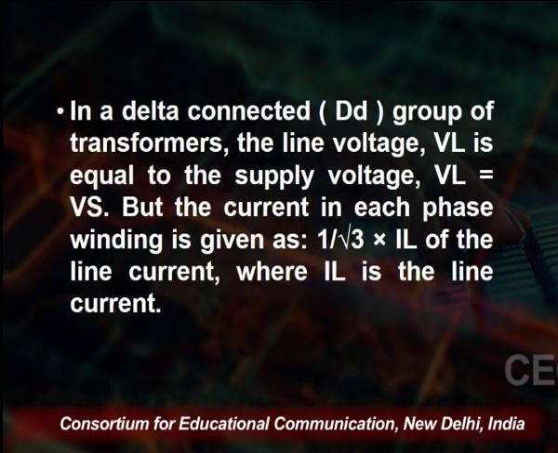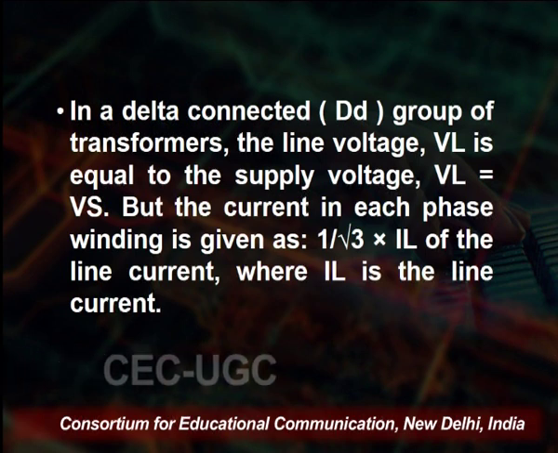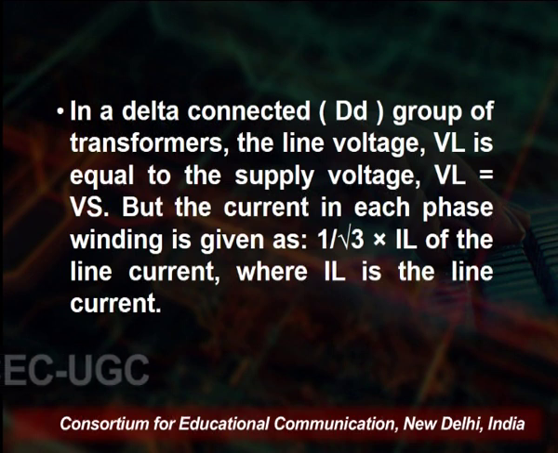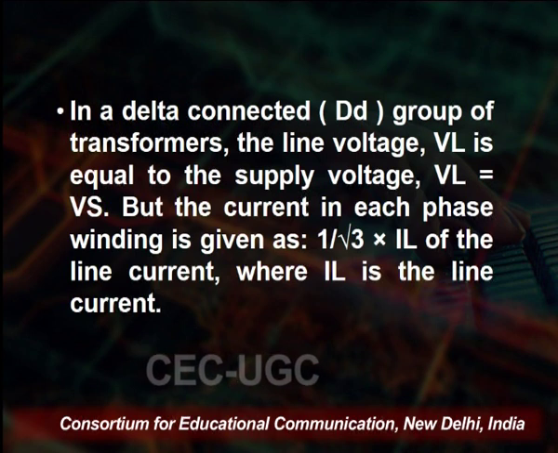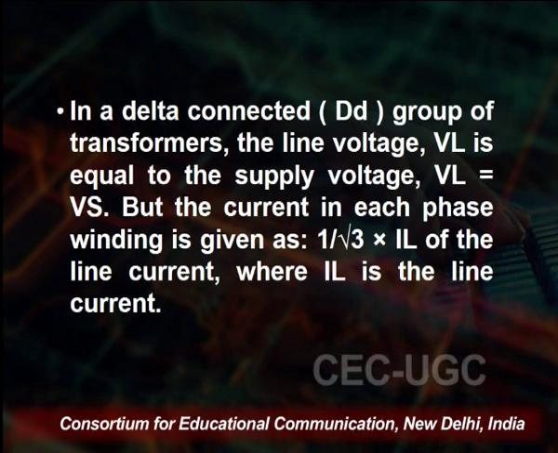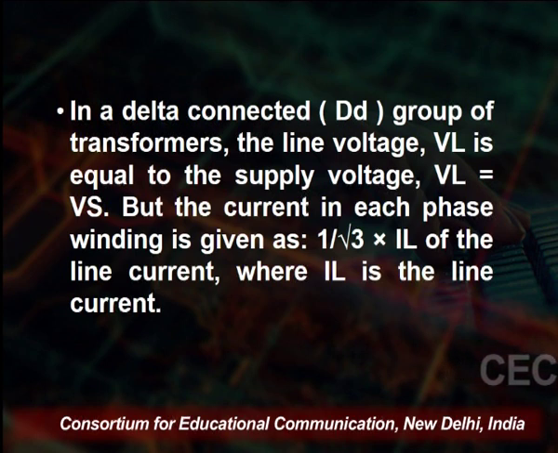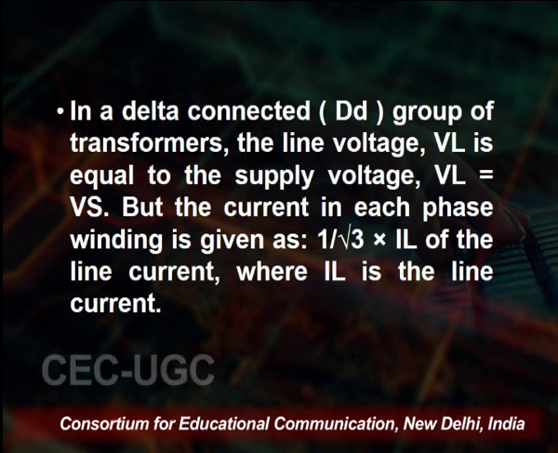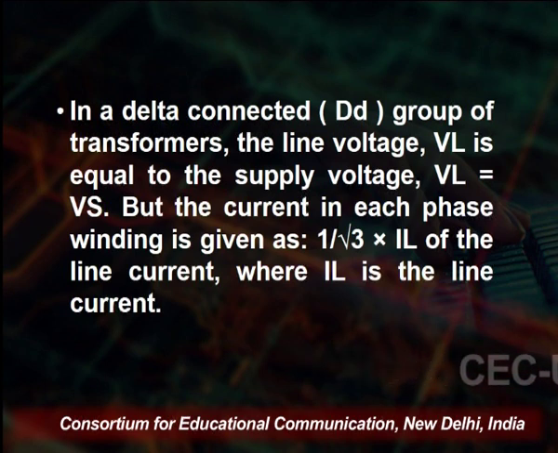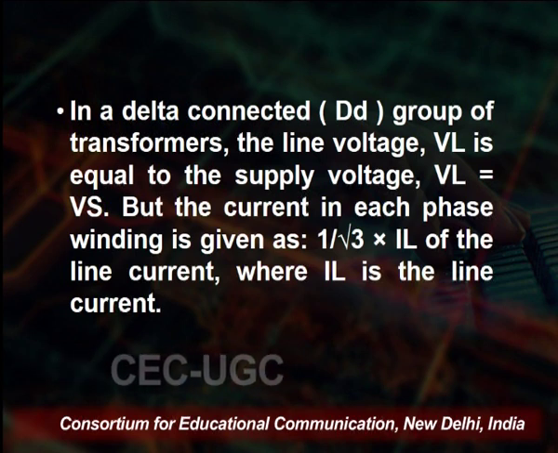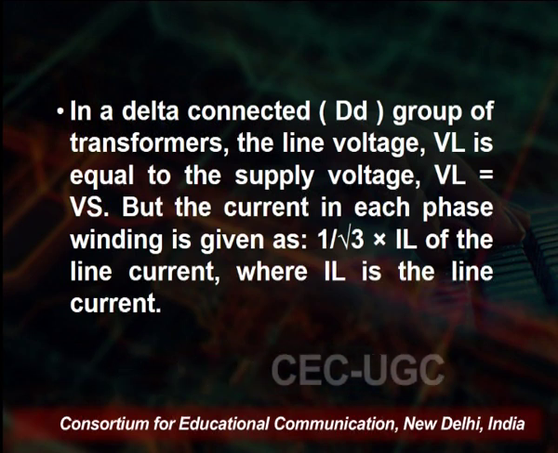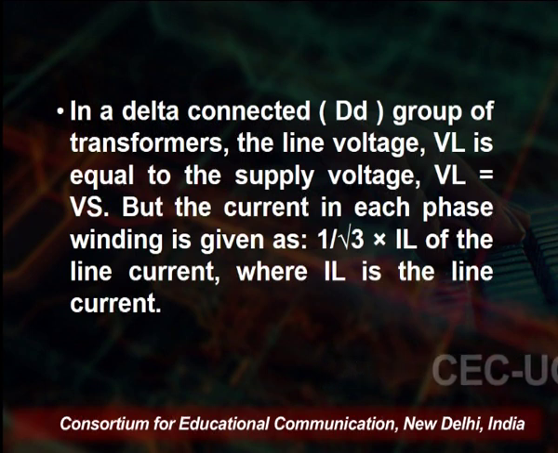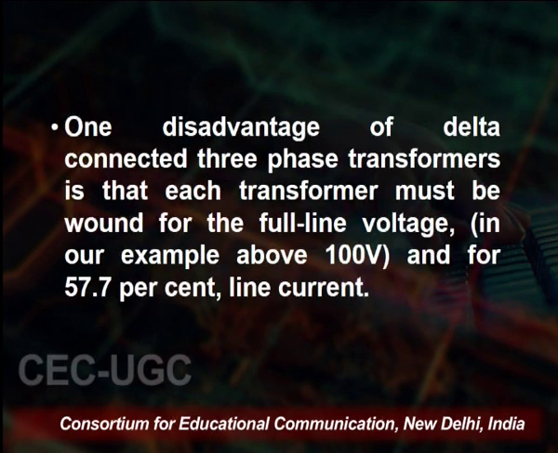In the delta delta connection group of the transformer, the line voltage VL is equal to the supply voltage, that is VL is equal to VS. But the current in each phase winding is given as 1 by root 3 into IL, where IL is the line current. So, the voltage VL is equal to VS, but the current is 1 by root 3 into IL.